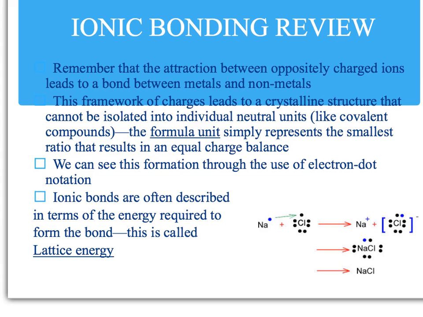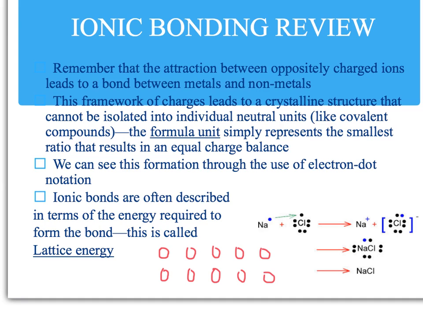Metals always form positive ions. Nonmetals always form negative ions. And when those oppositely charged ions come into close proximity to one another, it causes an attraction between the opposite charges. And what happens is we get this buildup of ions that form a really predictable pattern.